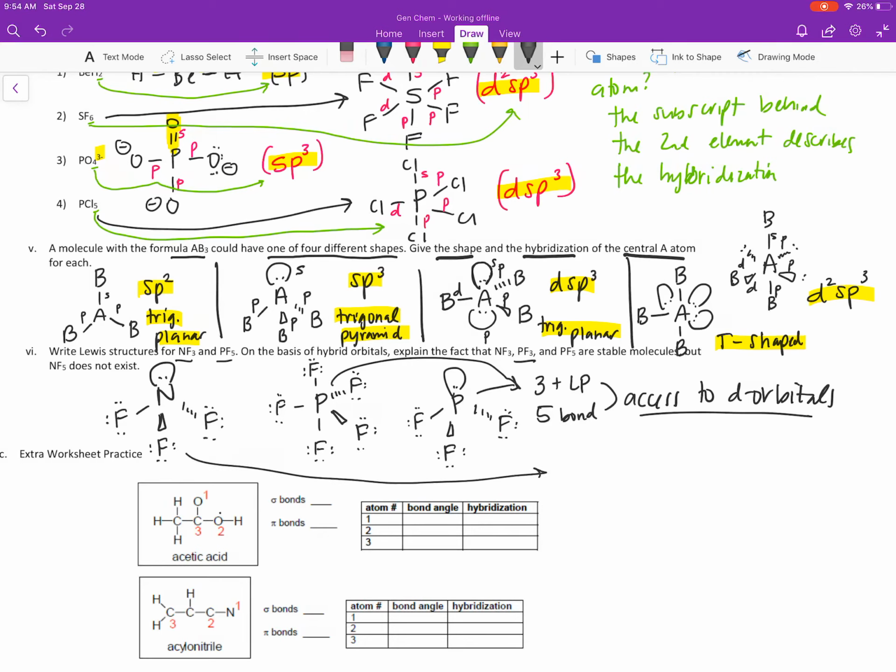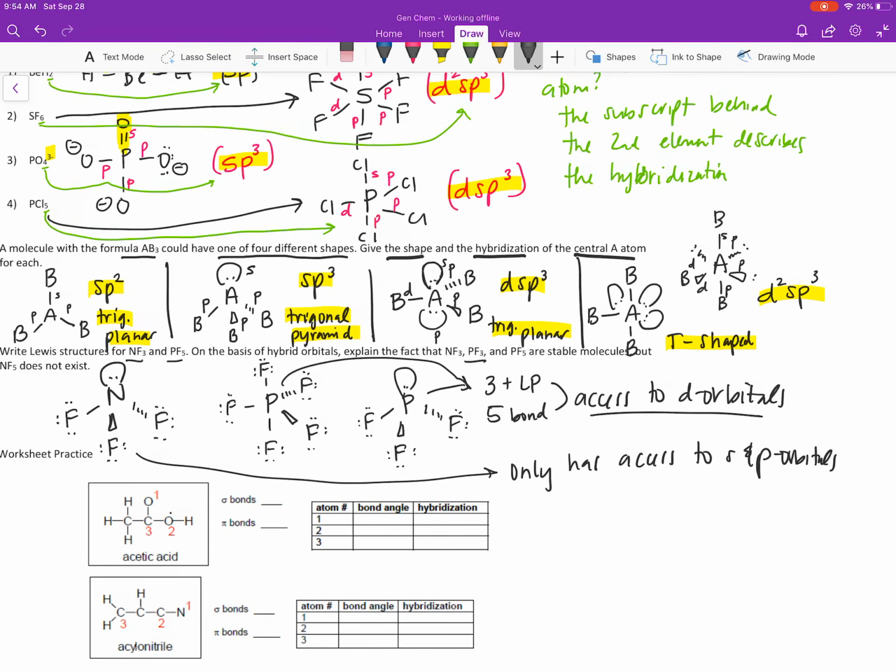Nitrogen, on the other hand, only has access to s and p orbitals, which, very similar to our discussion about carbon, means it cannot form 5 bonds and be stable because it cannot form this.